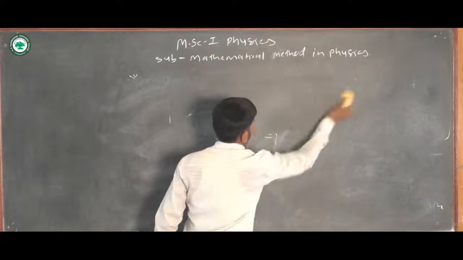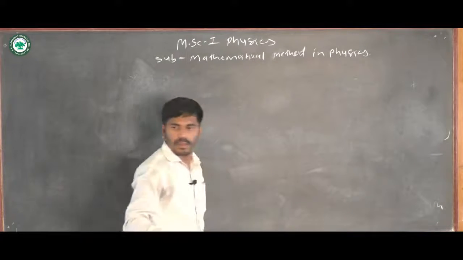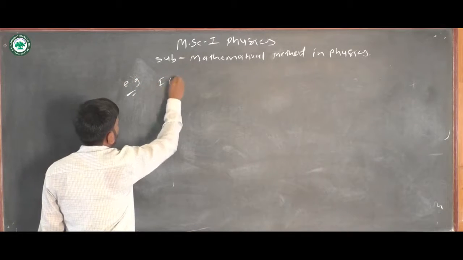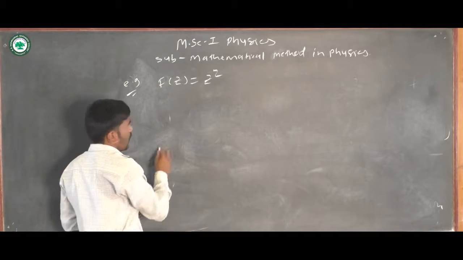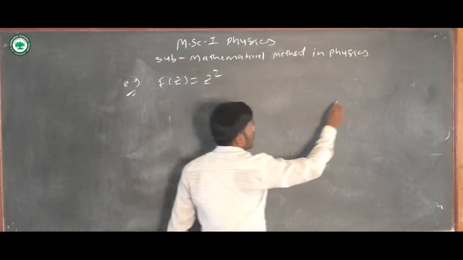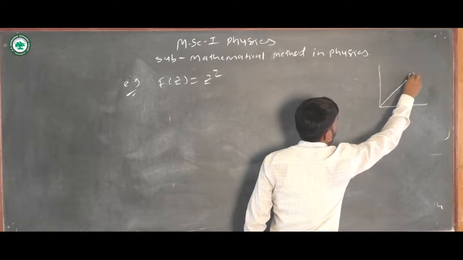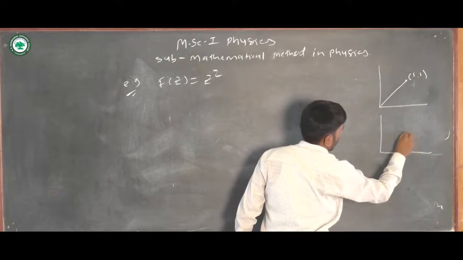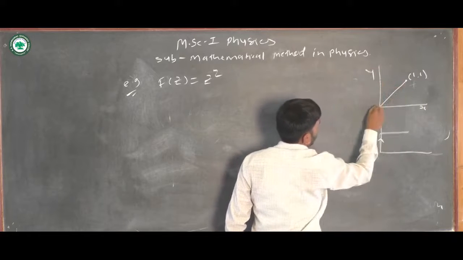So this is about simply and multiply connected regions. Now let's discuss one example. f of z is equal to z square. This is the example I have just given you. This is one way. This is x, y, and this is 0, 0.